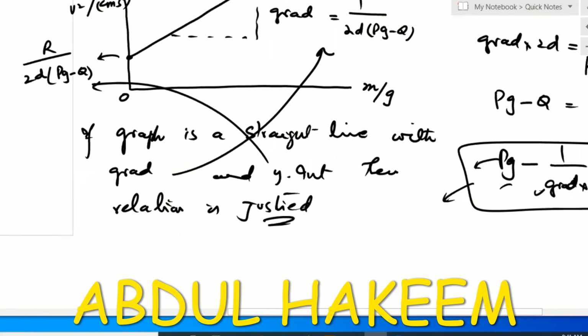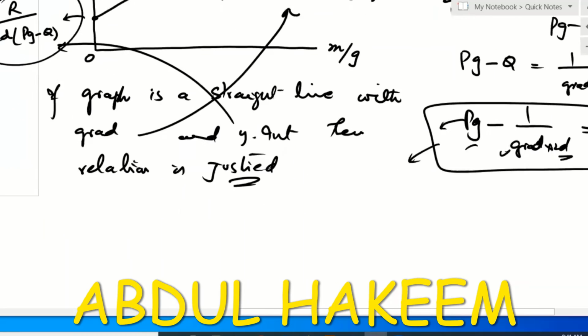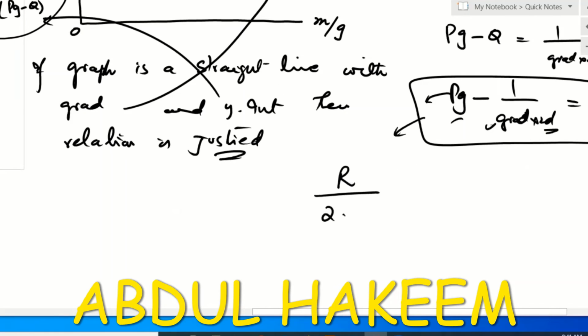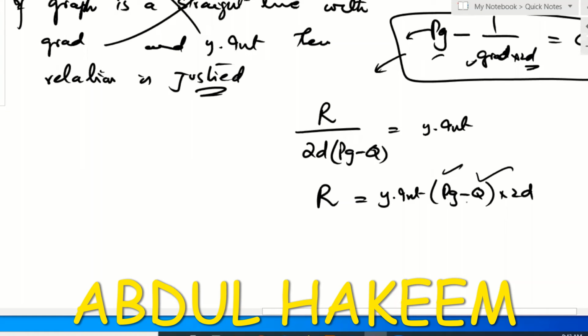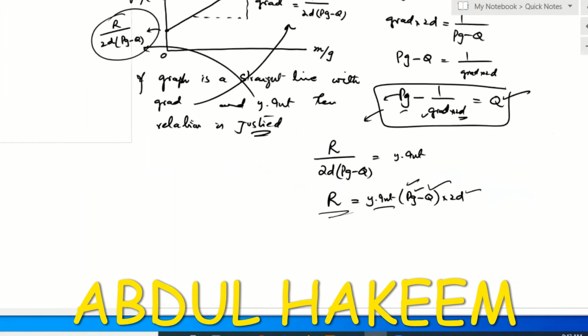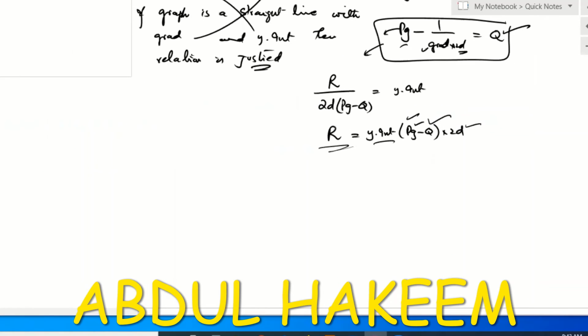Now move to this R. Look, this R over 2D, R divided by 2D, Pg minus Q is equal to y-intercept. So R can be determined by multiplying this y-intercept with Pg minus Q times 2D. So Q is calculated, P mass, G acceleration, D distance fallen, y-intercept from the graph, so R is determined. Now after this data analysis, the next heading will be safety precaution.